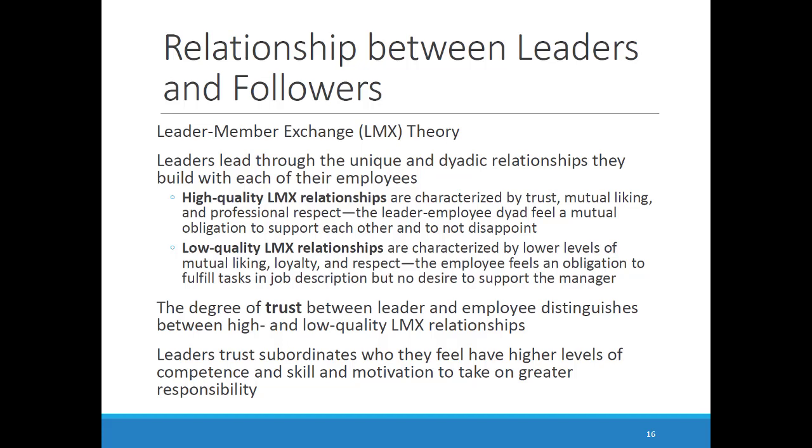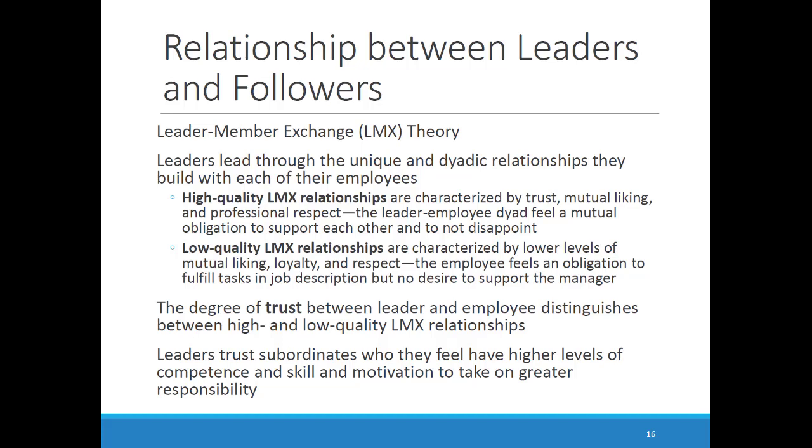Employees tend to perform better in that situation, and they tend to want to stay with their organization and be motivated in their jobs. On the other hand, you also could have a low quality LMX relationship. And these are characterized by maybe some level of disliking, so low levels of liking, maybe low levels of loyalty, and respect might be lacking in that situation.